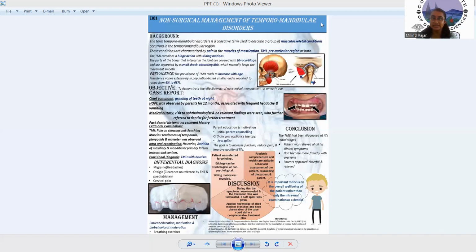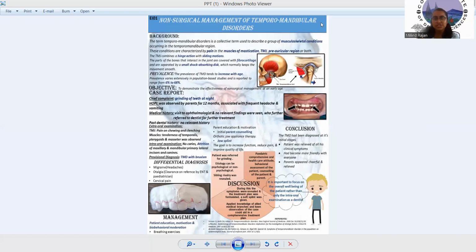The history of presenting illness was given to us by his parents for about 12 months, where they spoke about associated frequent headaches and vomiting along with the grinding of teeth. Upon inquiring about the medical history, we learned that they had recently visited an ophthalmologist, who gave no relevant findings and referred him to the dentist for further treatment. There isn't much past dental history of relevance.